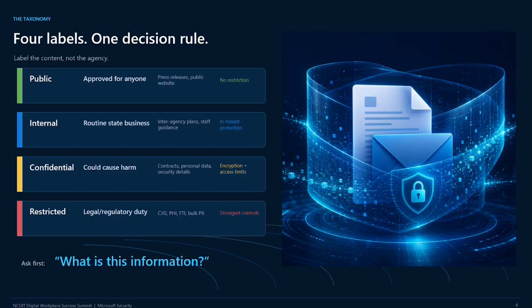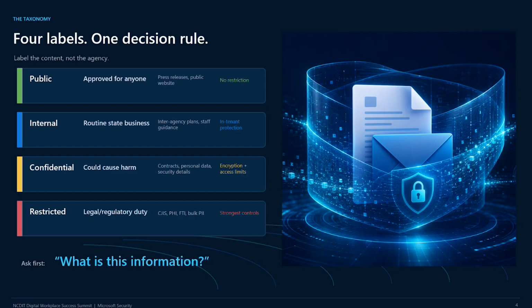The internal labels, these are for your routine state business. This is data that's intended to stay inside of your state agency or to be shared with other agencies within the state. This could be interagency planning documents. It could be staff guidance, for example.